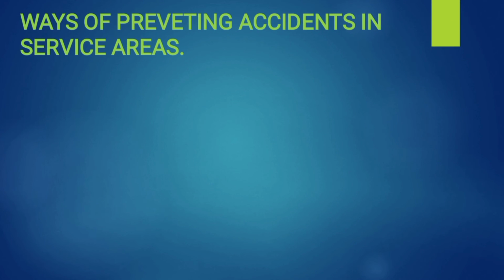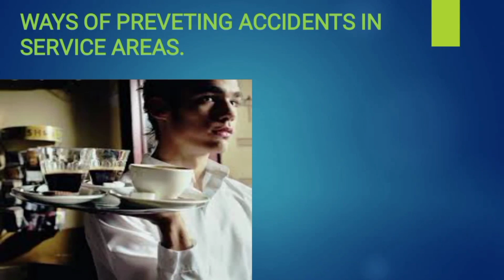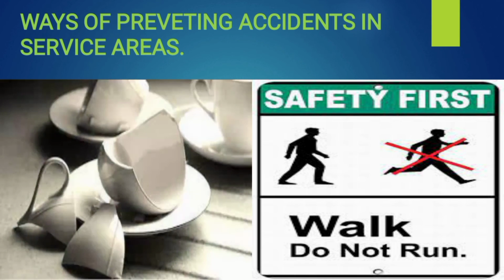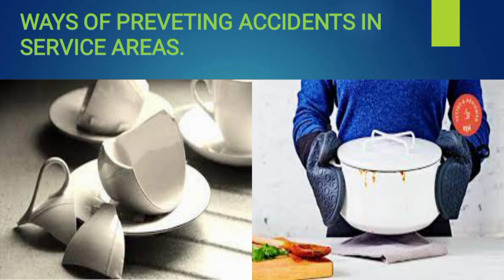Ways of preventing accidents in the kitchen. Ways of preventing accidents in service areas. Loading tray carefully. Walk, don't run. Watch out for hazard and breakage and spillage. Treat hot plates and gas and spirit lamps carefully. Take special care when handling or putting down sharp objects.